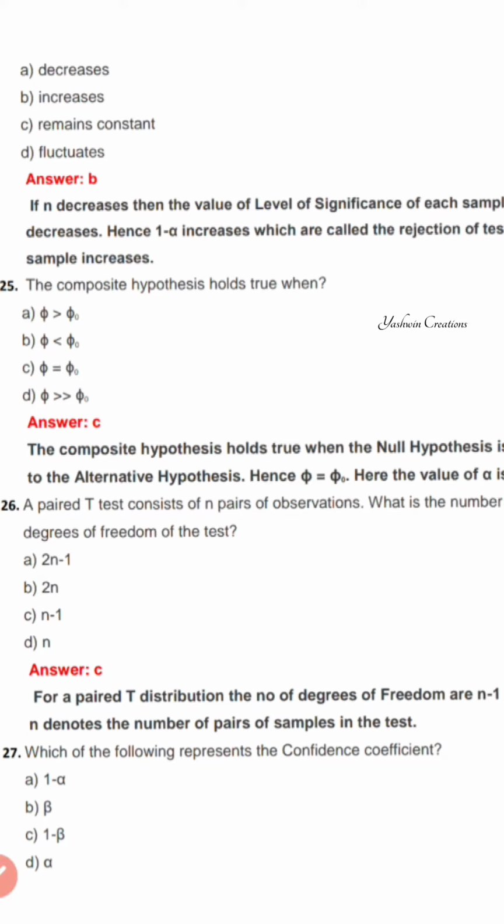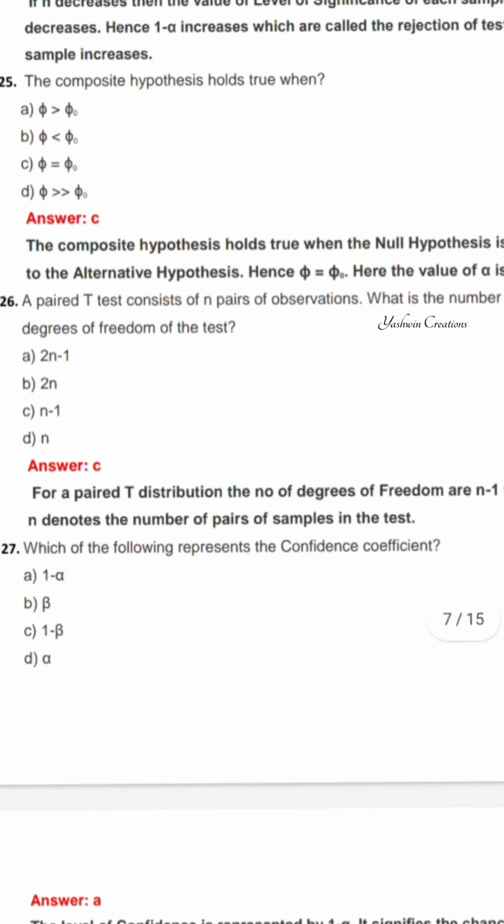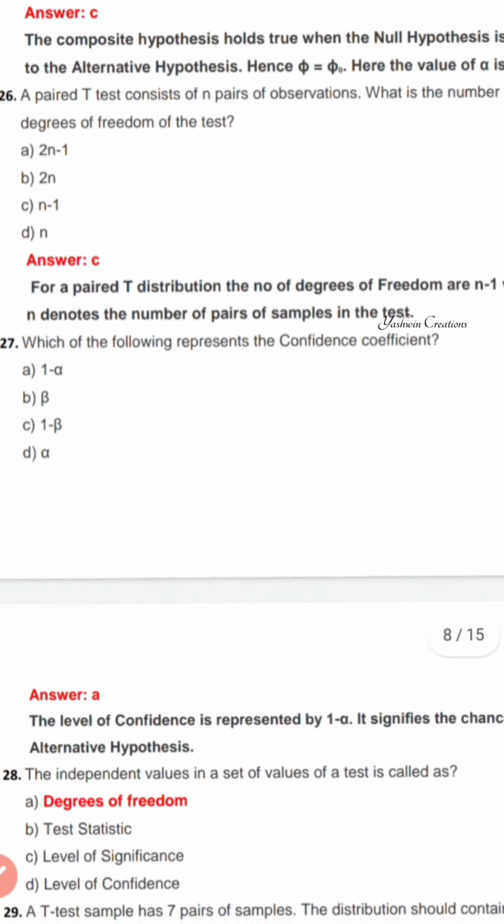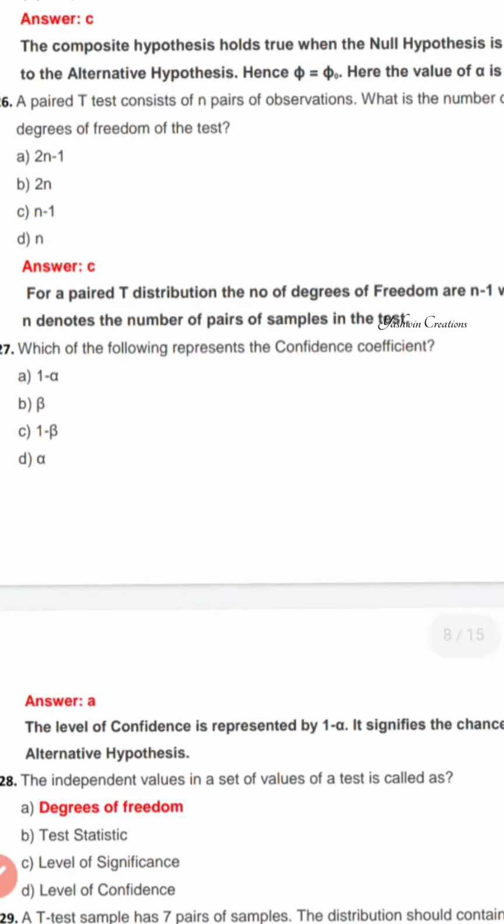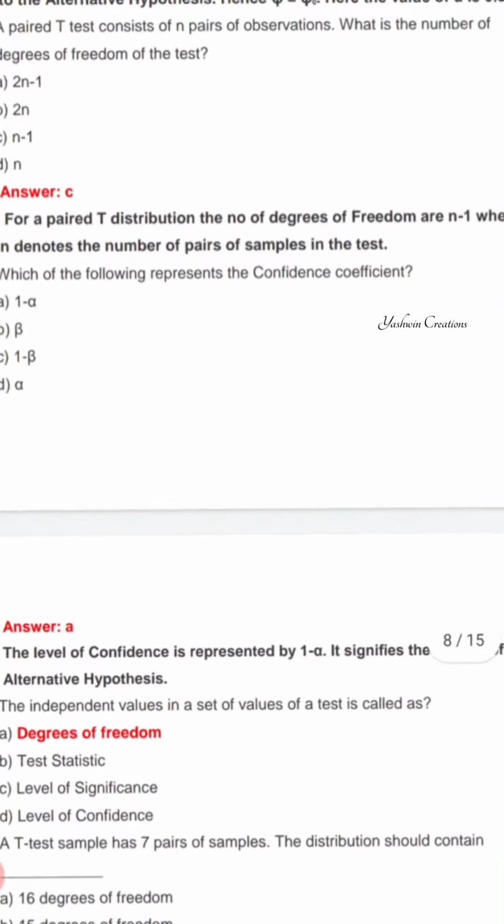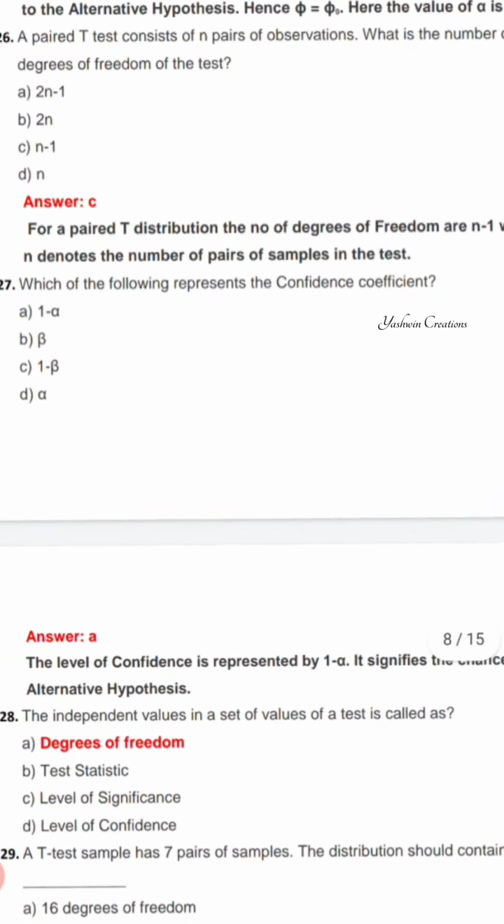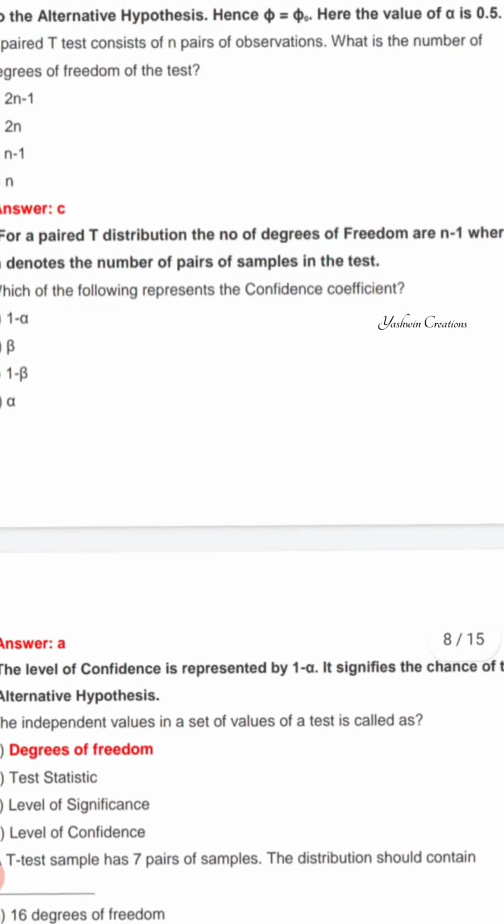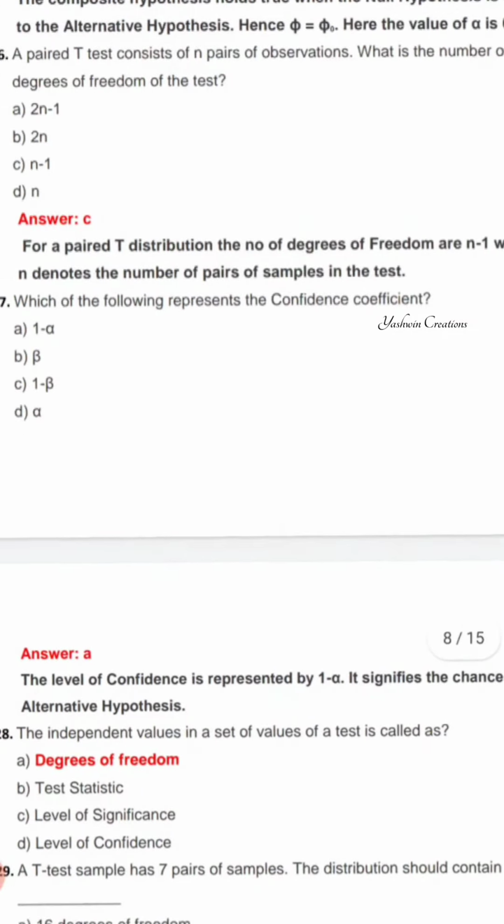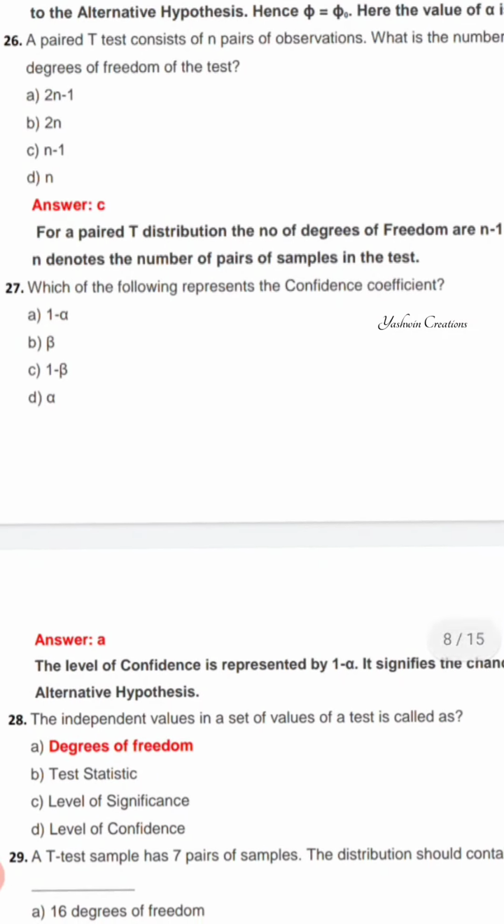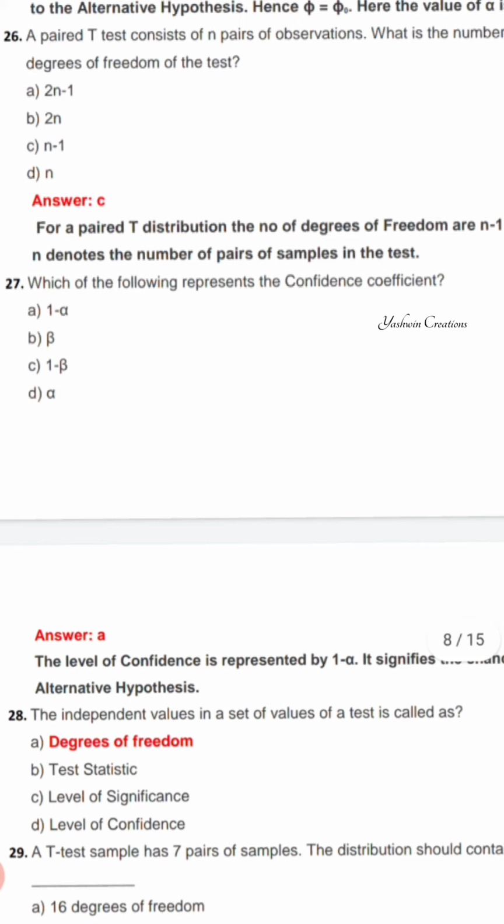Which of the following represents the confidence coefficient? The answer is 1 minus alpha. So the level of confidence is represented by 1 minus alpha. It signifies the chance of the alternative hypothesis. Confidence coefficient is 1 minus alpha.